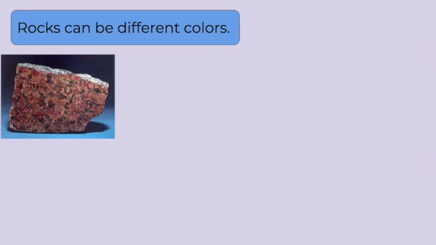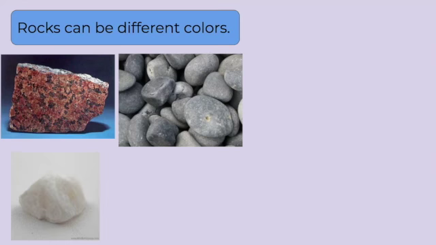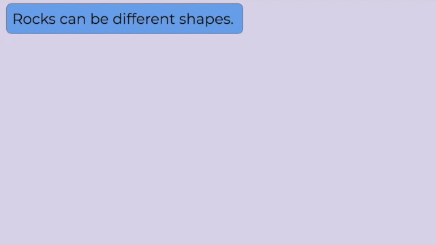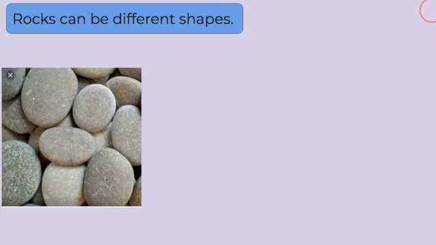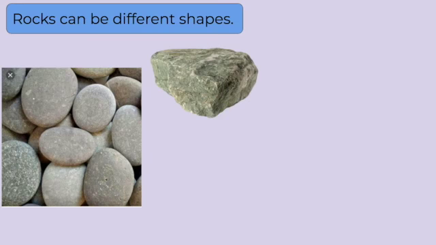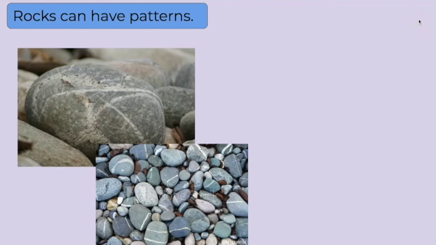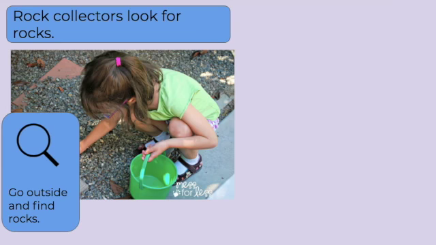Rocks can be different colors too. Look at all of the colors and textures in these rocks. Rocks can be different shapes, from round to triangular. Rocks can have patterns, like speckles, lines, and stripes. Write one thing right now on your thinking map about rocks. Push pause and do that. In my thinking map, I wrote the word heavy because I feel like rocks are kind of heavy.